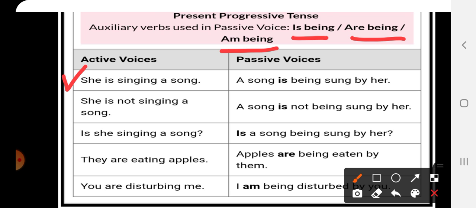She is singing a song. She is the subject here, is singing is the verb, and a song is the object. That is changed in passive voice. A song, which was the object here, has become the subject of the passive voice. Then her, which was the subject in active voice, became the object in passive voice. Then we have used the word by here. Then let's see, the verb was singing. The third form of the verb sing would be sung, so we have used that here.